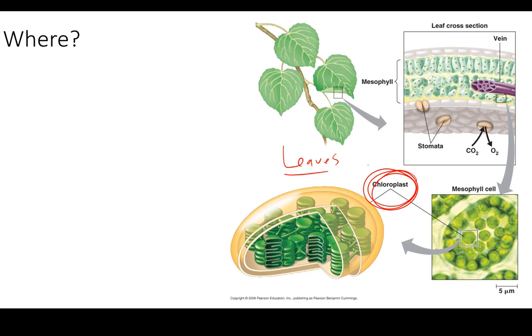So leaves are like solar panels for the plant, right? So leaves take in light. It cruises through this mesophyll layer. That's the layer of cells that have the most chloroplasts. Mesophyll cell has the most chloroplasts, right? This is what it looks like in reality. We draw it like this.